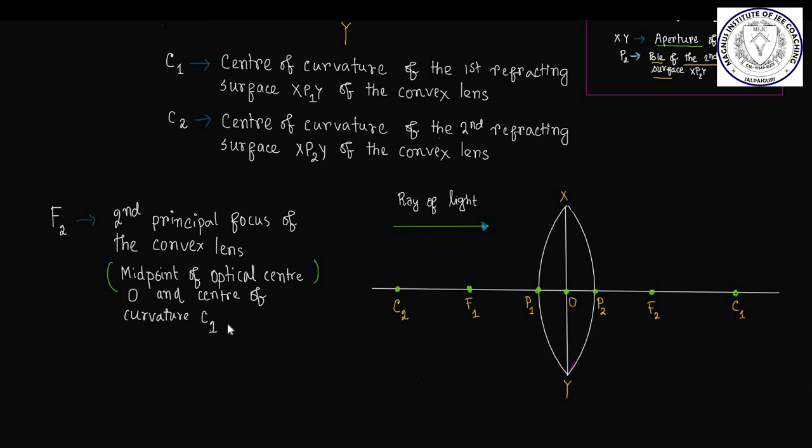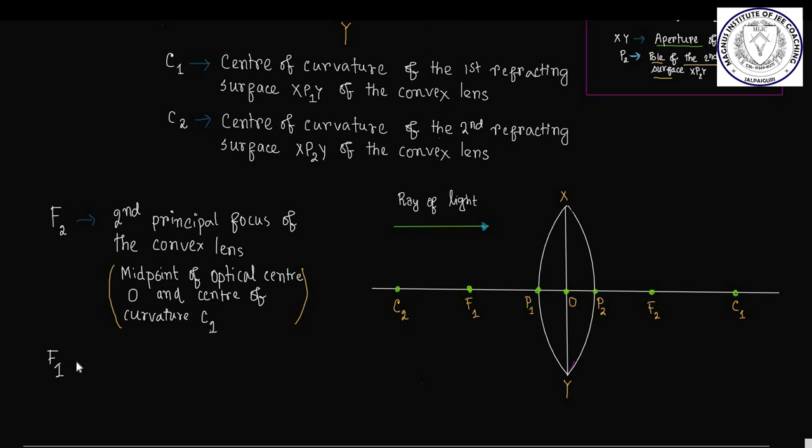F2 is the second principal focus, which is the midpoint of the optical center O and the center of curvature C1 of the first refracting surface, with respect to the ray of light. XP1Y is the first refracting surface.